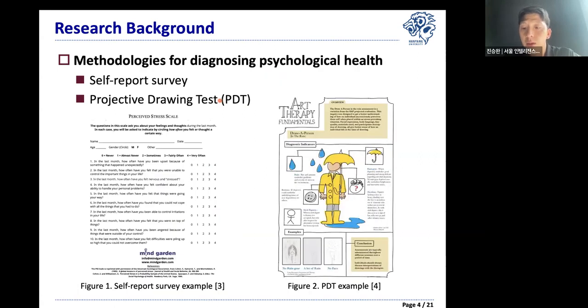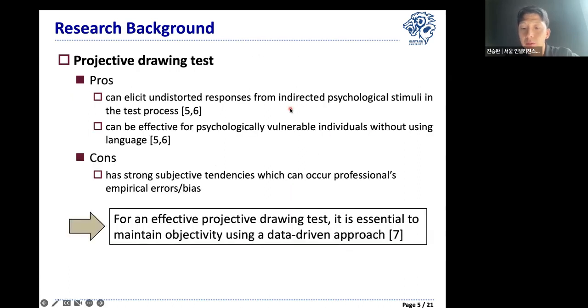According to the clinical psychology approach, there are self-report surveys and projective drawing tests for checking mental illnesses, such as stress, anxiety, depression, and so on. For stress, for example, a self-report survey can evaluate one's stress state by answering several questions, as shown in the figure on the left. And the projective drawing test is one of the psychological tests in art therapy. The test is conducted through analysis of the drawn image and post-drawing inquiry of the subject, as shown in the figure on the right. In this research, we are focusing on the projective drawing test.